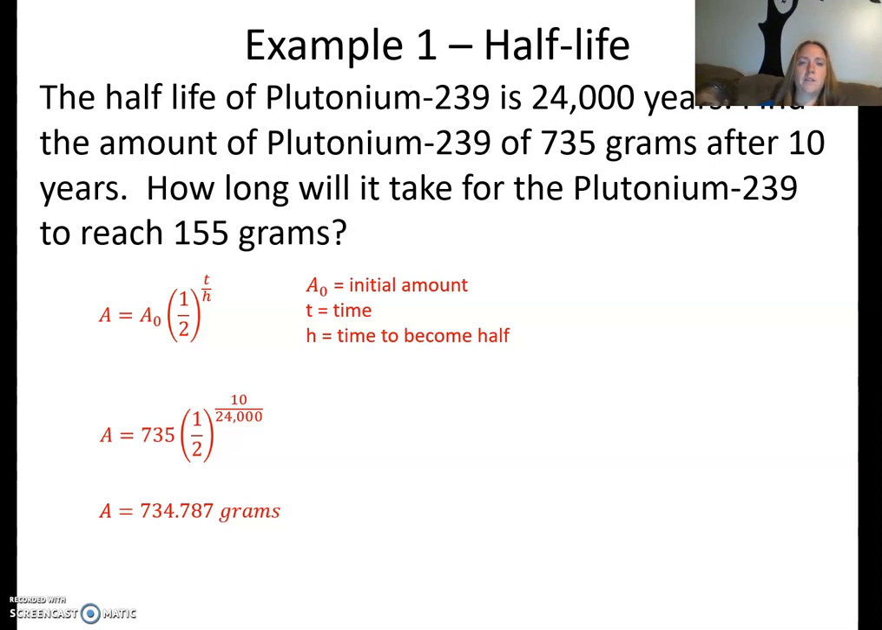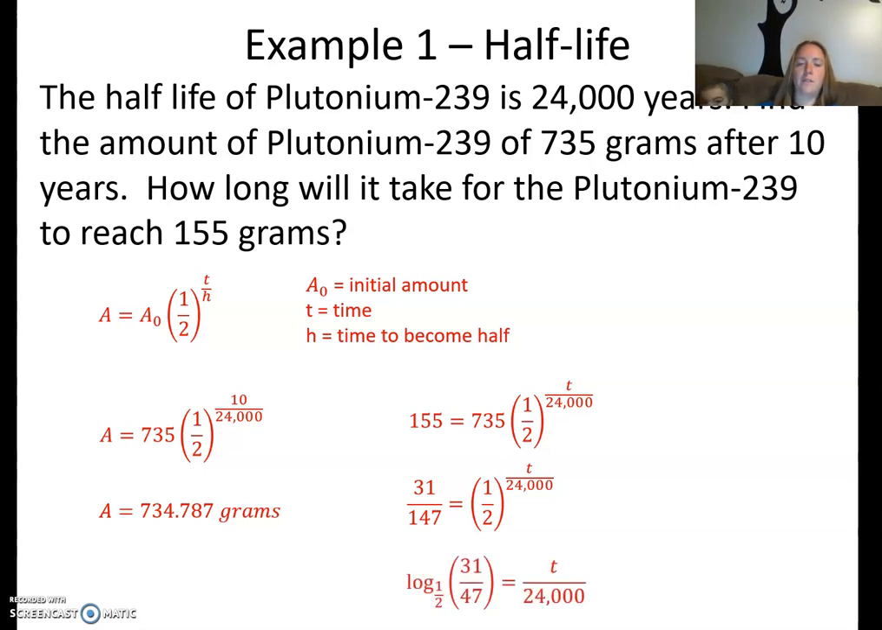Versus how long will it take to get 155 grams? So this means we're going to put 155 in for A, and we're solving for T. So the first thing you want to do is to isolate the exponential piece. So we're going to divide. 155 over 735 reduces down to 31 over 147. So now I'm stuck. Anytime that you're stuck, you're going to convert. So this would be log base 1/2 of 31 over 147 equals T over 24,000. And then you can do that log times the 24,000. And so we get 53,891.42 years.